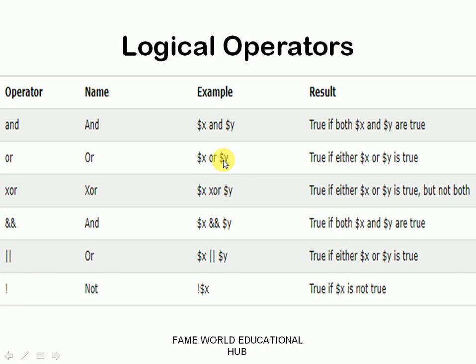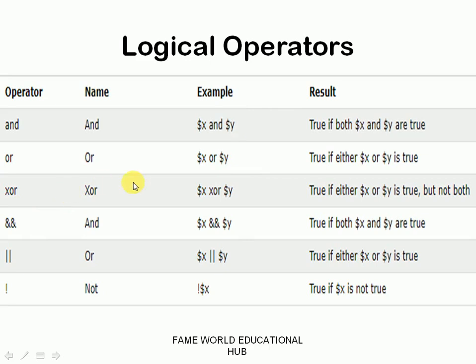But the only condition in which the OR operator will return false is when both of the operands contain false values. Yes, OR operator will return false when both the values are false. AND operator will return false if any of the values is false, and AND operator will return true when both of the values are true. OR operator will return true when either x or y is true.